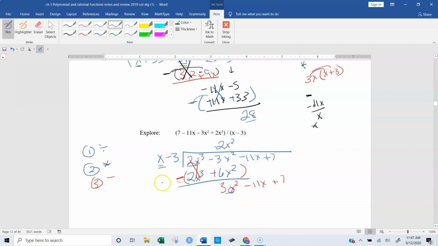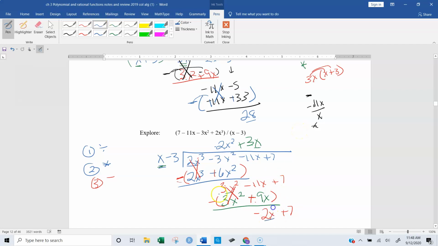I'm going to take 3x squared divided by x, and I'm going to get 3x. I'm going to take 3x times everybody, so 3x times x is 3x squared. 3x times negative 3 is a negative 9x. Good there. Now we are going to subtract again. So 3x squared, everybody, right? 3x squared minus 3x squared cancels. Minus 11 minus a negative 9 plus a positive, negative 2x plus 7, and we're going to start over again.